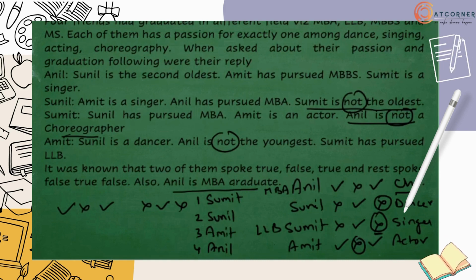Now regarding the 2 degrees, which are MBBS and MS, the second statement of Anil says Amit has pursued MBBS, which is false. That means Amit has not done MBBS. Sunil has done MBBS and Amit has done MS. So this is the question where we can find out through certain sub conditions when there are multiple attributes.